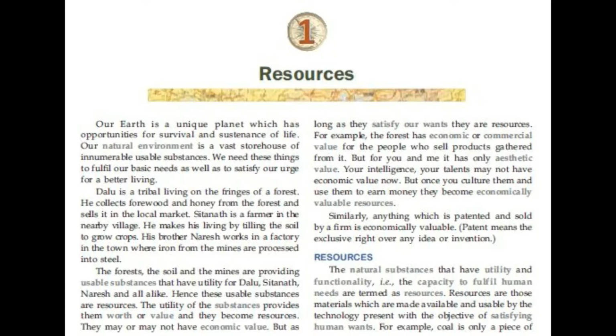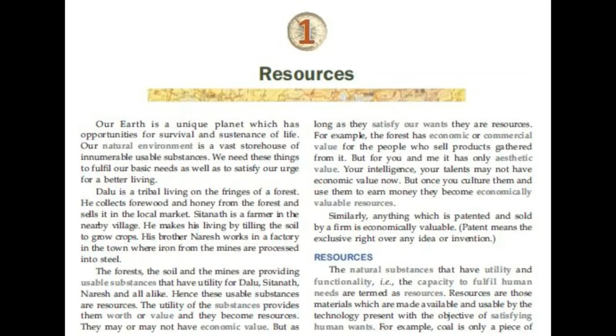It means they are using those particular substances. They are using the forest for collecting honey and firewood. They are using soil for agriculture. They are using mines to collect minerals. Now, these usable substances are resources because they have some usability. These substances are satisfying our needs, or their needs. This utility of substances provides them worth or value and they become resources.